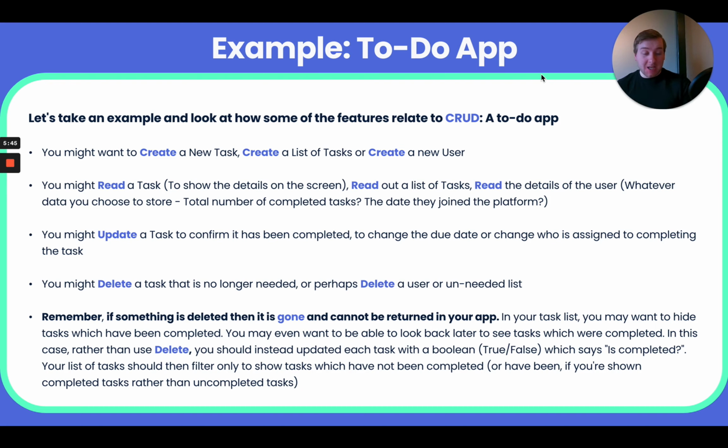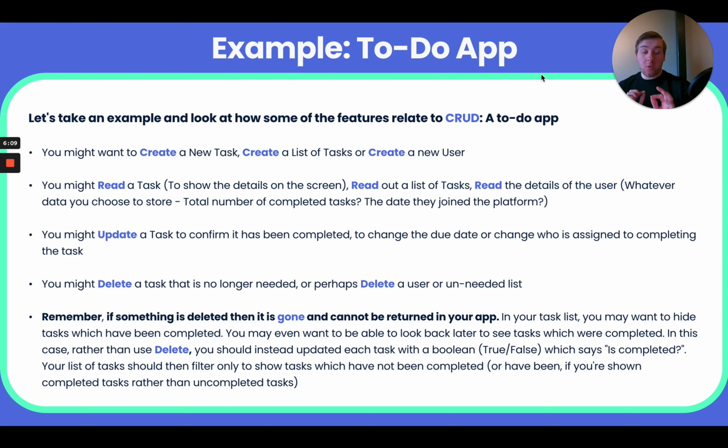And I've given a couple of examples here of how in depth you could get. Maybe you could read the tasks and then count them to show how many have been completed. You could show which date the user joined the platform on, etcetera. You might want to update the task to confirm that it's been completed. You might want to change the due date, or you might want to change who is assigned to completing the task.